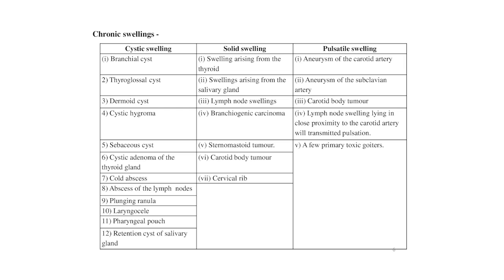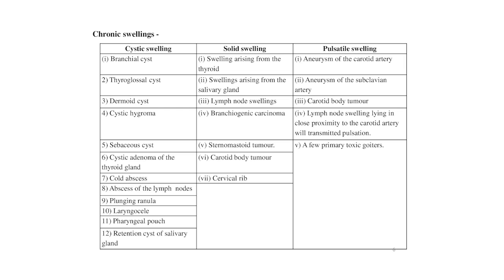Cystic swellings are branchial cyst, thyroglossal cyst, dermoid cyst, cystic hygroma, sebaceous cyst, cystic adenoma of the thyroid gland, cold abscess, abscesses of the lymph node, plunging ranula, laryngocele, pharyngeal pouch, retention cyst of the salivary gland. Solid swellings: swellings arising from the thyroid, swellings arising from the salivary glands, lymph node swelling, branchiogenic carcinoma, sternomastoid tumor, carotid body tumors, and cervical rib.